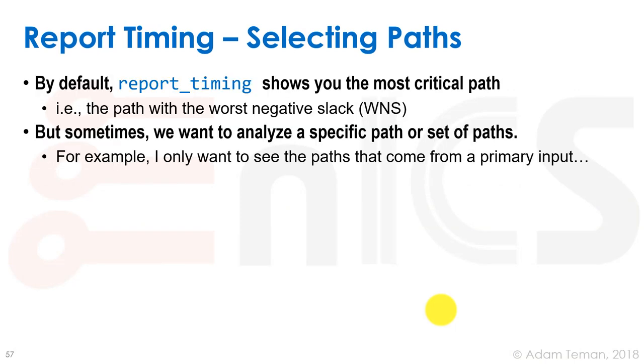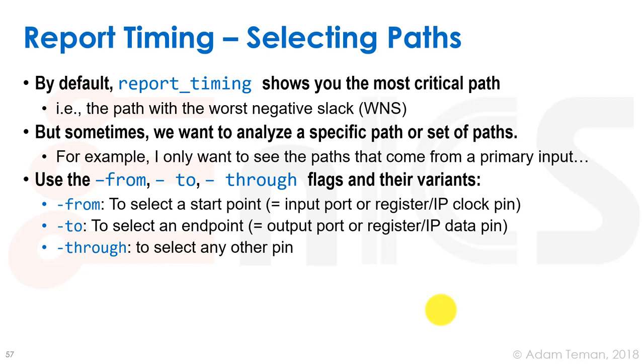Now, the thing is that by default, as I mentioned before, report timing shows us the most critical path, only one of them. It shows us the path with the worst negative slack, but sometimes we'll want to look at other things. We want to analyze a specific path or a set of paths. Maybe I want to see only the paths that come from the primary inputs. So I can use these flags that we saw briefly before when we were discussing set false path, so the minus from, minus to, minus through flags, and different variants of them.